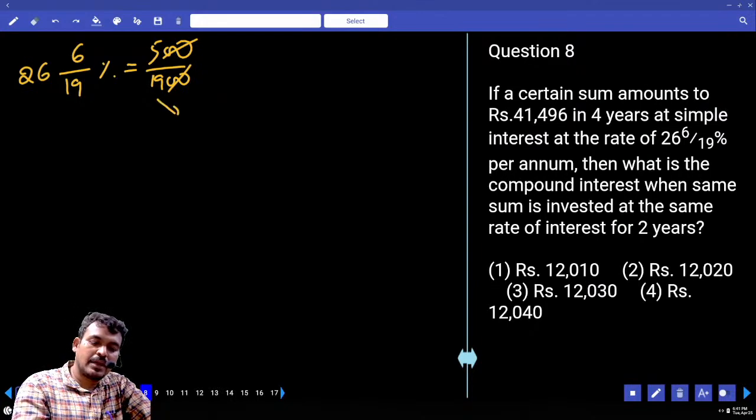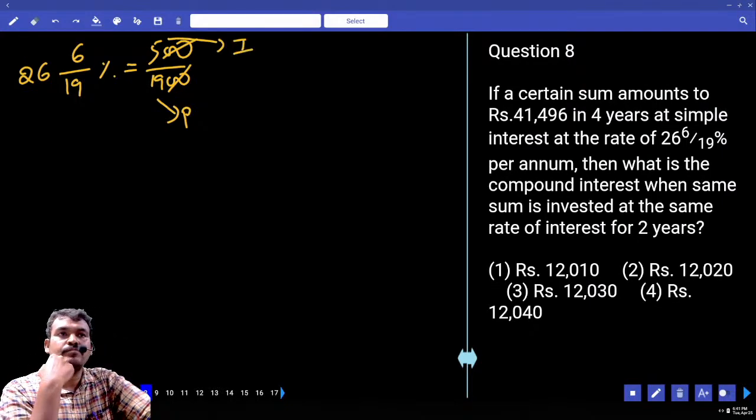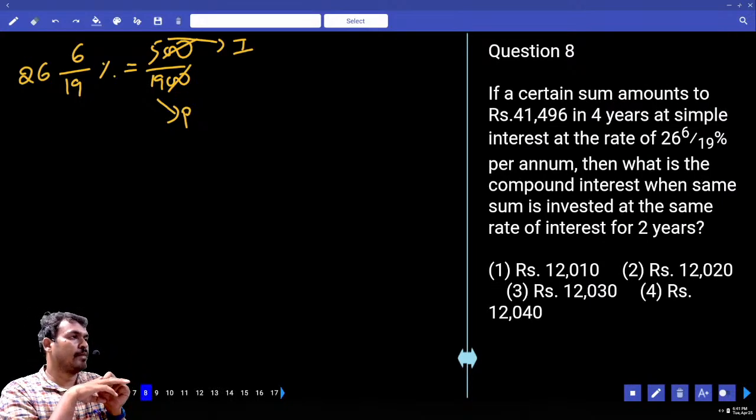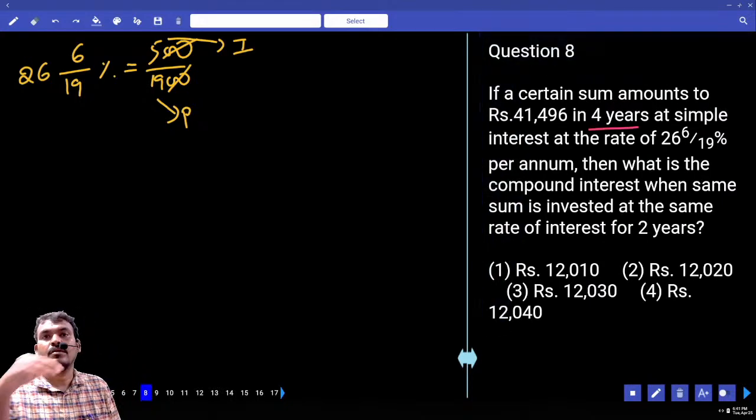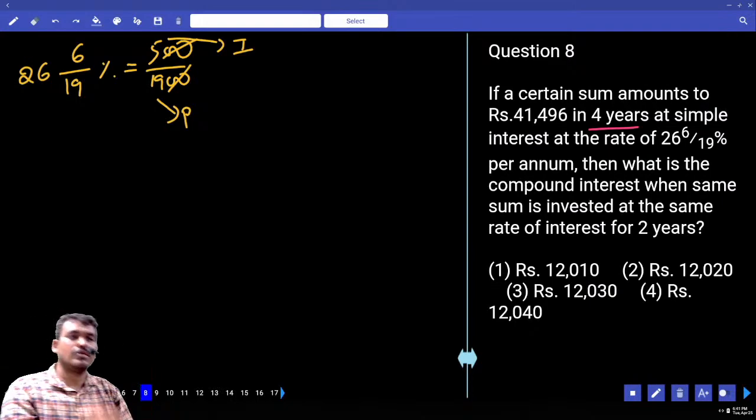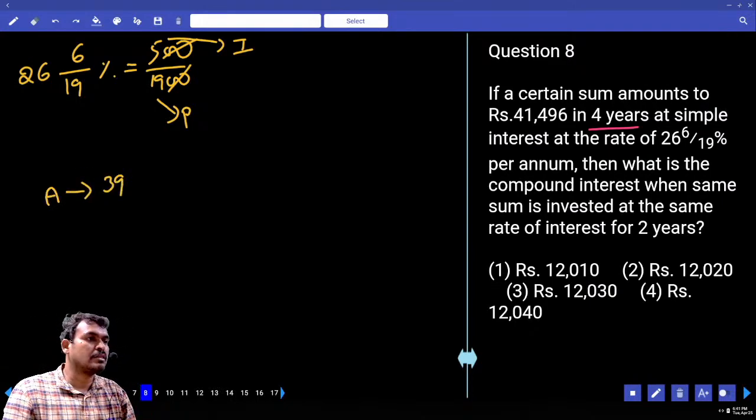19 is the principal or amount? Principal. Interest is how many parts? 5 parts. In simple interest, every year the interest is how many parts? 5 parts. How many years are given? 4 years. Per annum interest 5 parts, 4 years interest 20 parts. Principal already 19 parts. Then the amount is 39 parts.